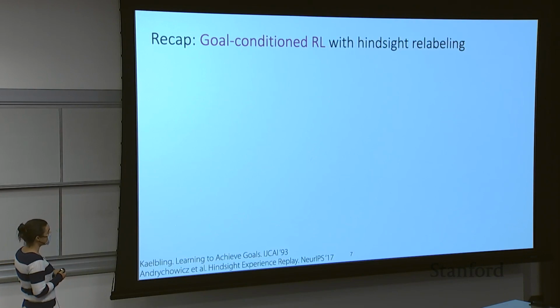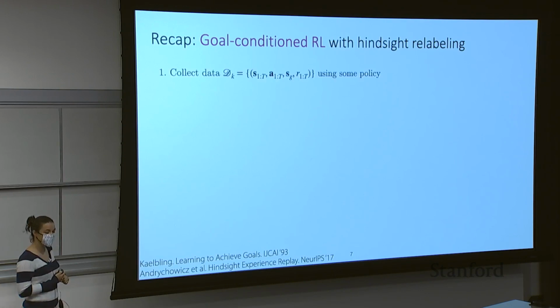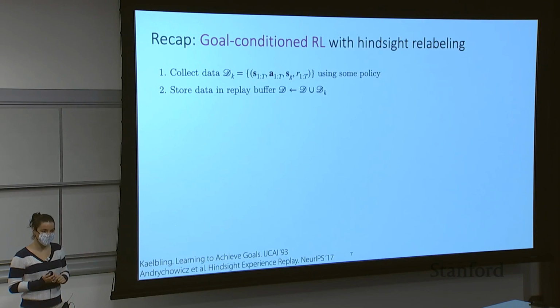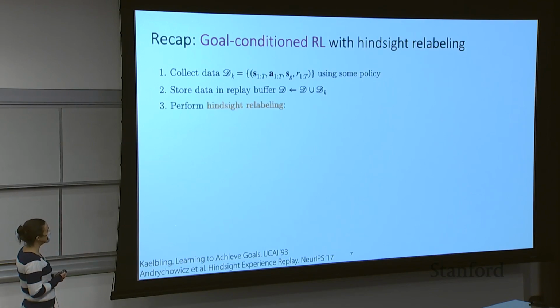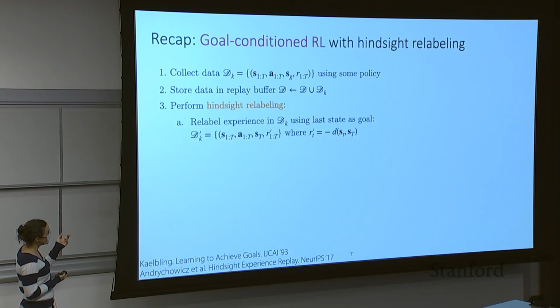Great, so we saw this algorithm, which you're going to be implementing in homework 3, where you collect data using some policy, then you store that data in your replay buffer. And then when you want to perform hindsight relabeling, you take your experience and you relabel the last state. When you choose what the goal is or what the task identifier is for that particular transition or for that particular trajectory, you will set the goal to be the last state in that trajectory.